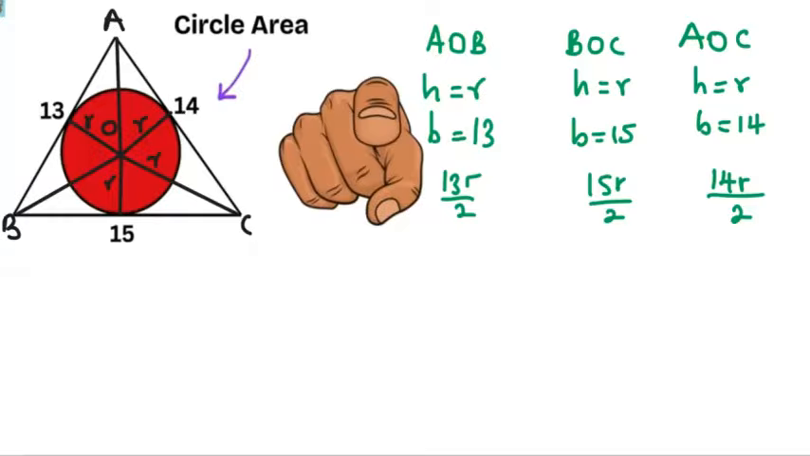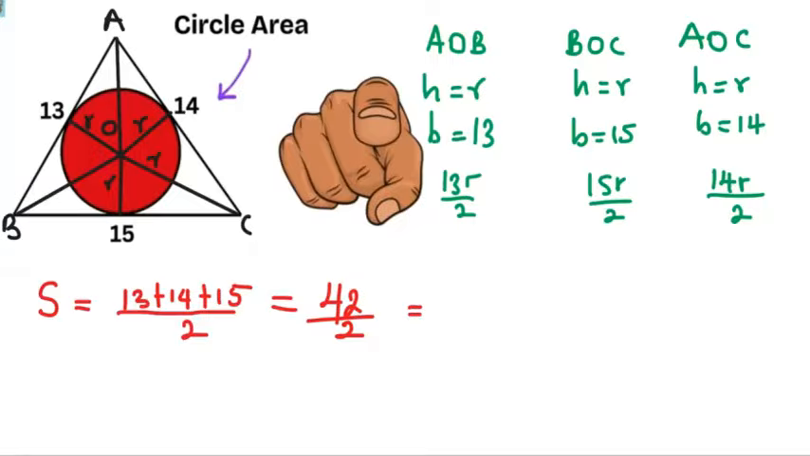Therefore, let us solve for the area of the triangle ABC. Awesome. To solve for the area of the triangle ABC, where the three sides are given, we're going to use Heron's formula. First, let us find the semi-perimeter. The semi-perimeter is the sum of the sides divided by 2. So it's going to be 13 plus 14 plus 15 divided by 2, which is 42 divided by 2, giving us 21 as the semi-perimeter.